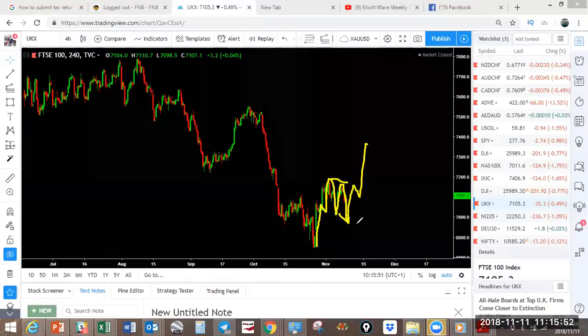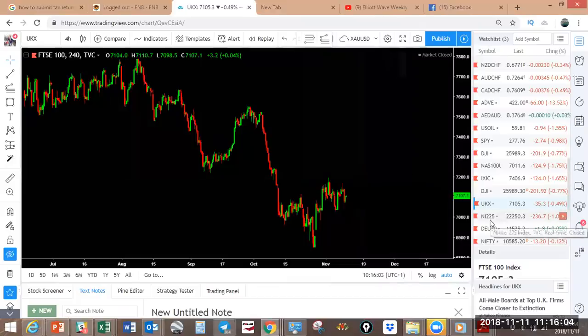But you can see that this will be a corrective structure. So we're going to need to monitor this correction. So from this correction, we expect to have further upside on the UK 100. Right, that is UK 100 and Nikkei.